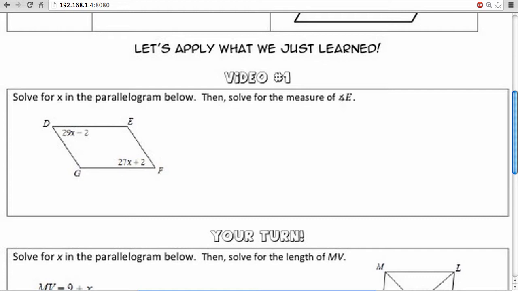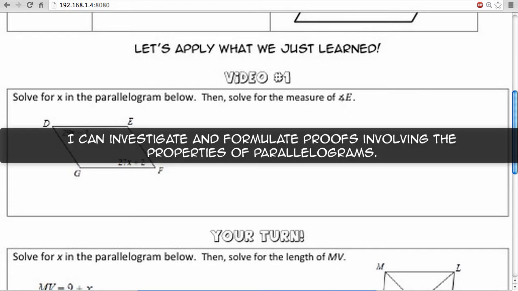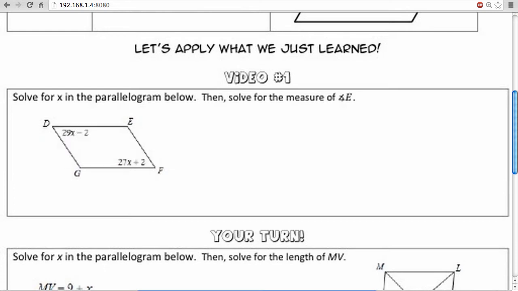By the end of this video, you should be able to investigate and formulate proofs involving the properties of parallelograms. And here is our first problem. We're asked to solve for the value of x in the parallelogram below. Then, we must solve for the measure of angle E.